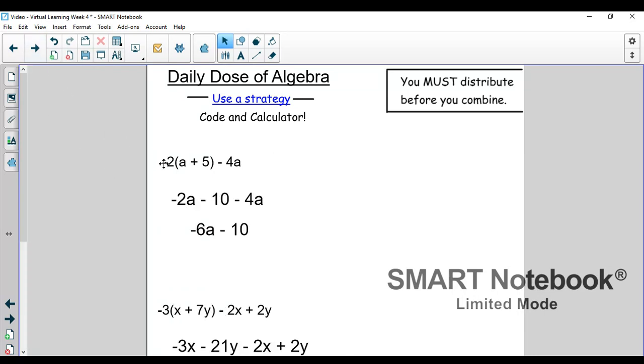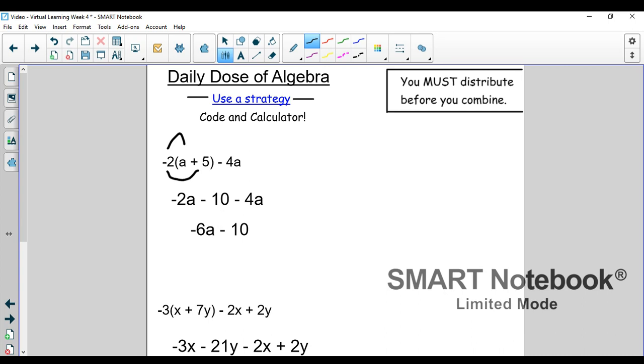So first one, we had -2 times the quantity of a plus 5, minus 4a. First thing I did was, again, I did my little over under. So first thing, I did -2 times a, which gave me -2a. -2 times +5 gives me -10. And then I'm just dropping down -4a because it's not inside my parentheses.